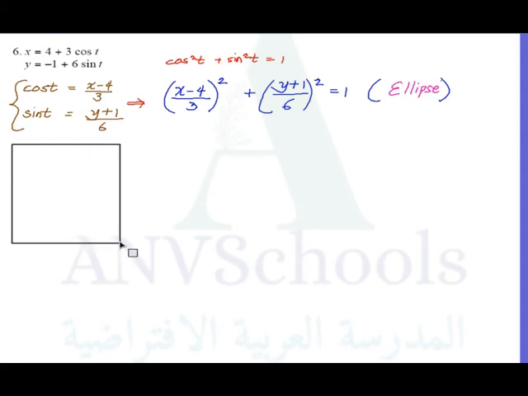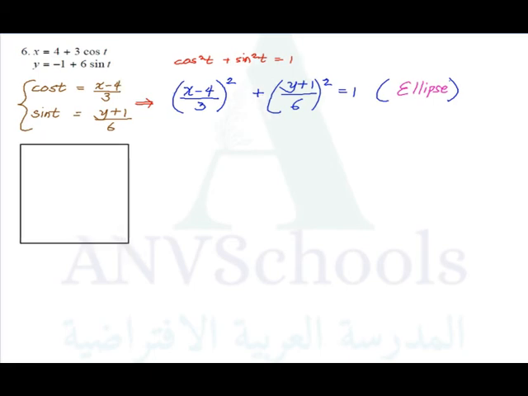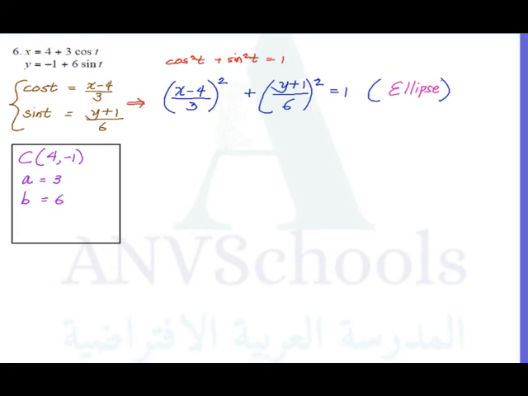Okay, what are those properties? Beginning with the center. Our center lies at 4, -1. Our A is 3. Our B is 6. These are the locations of the vertices and co-vertices of the ellipse. So, following that, we can now draw a sketch of our ellipse.